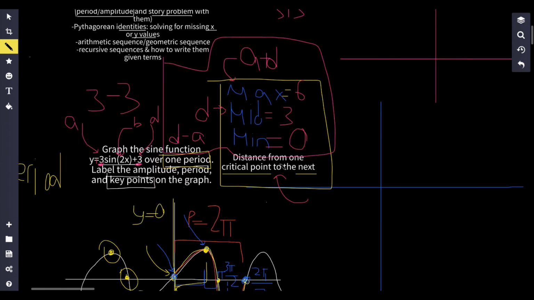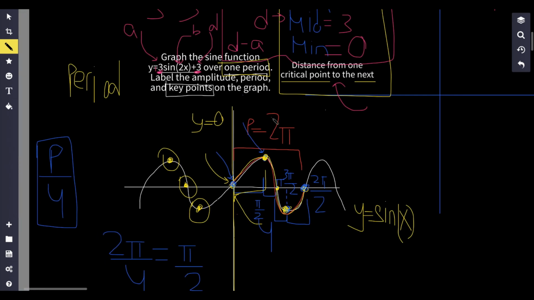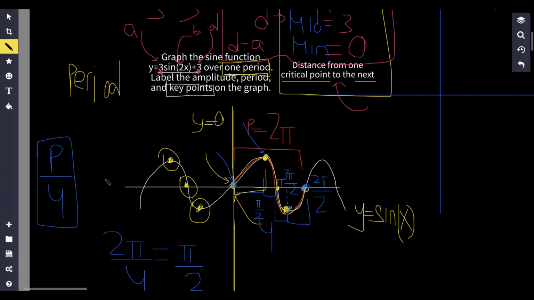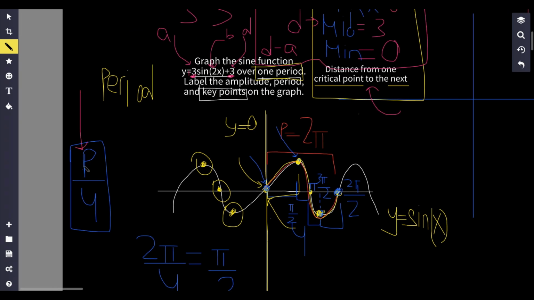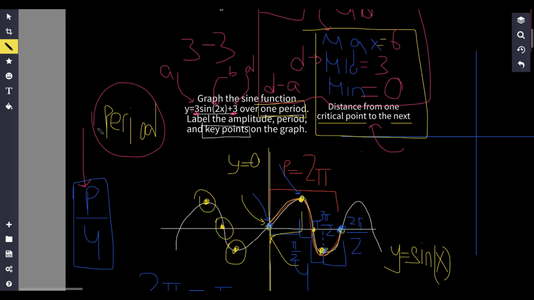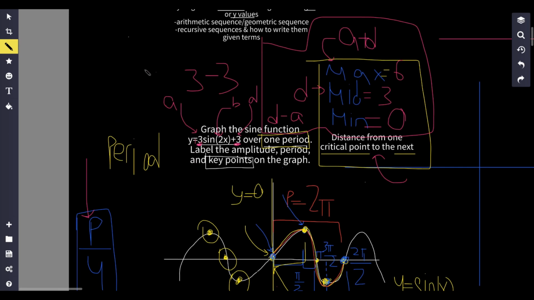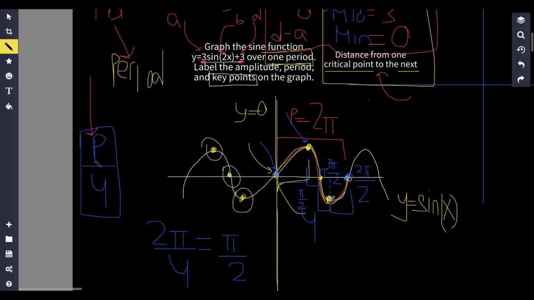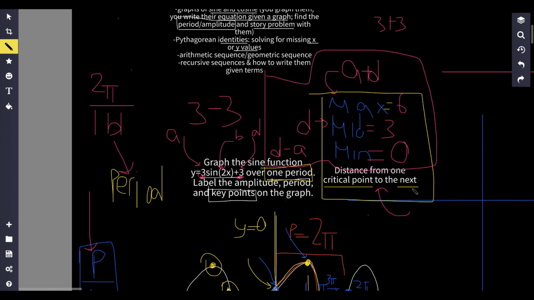We need to find the distance from one critical point to the next critical point. So how do I do this? Notice that in order to find the distance from one critical point to the next, we said we use this formula. We take the period of our function and we divide it by 4. But how do we find the period of our function? That's where our b term comes into play. We take 2 pi and divide it by the absolute value of our b term, and that's going to be equal to our period. And then once we get our period, we can divide it by 4 to get our distance from one critical point to the next.